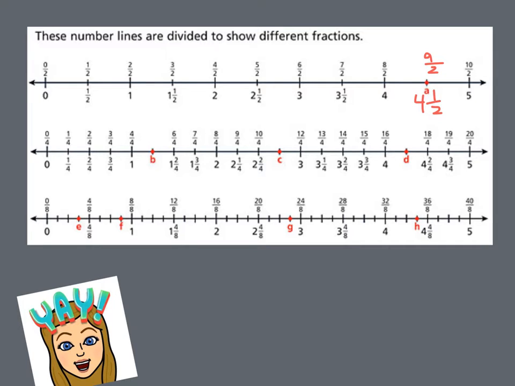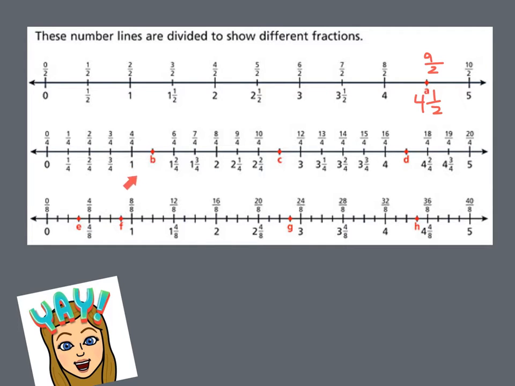The next number line, if I counted the gaps, I'd figure out it's 1, 2, 3, 4 equal parts. So this is split into fourths, as you can see here. 0 to 1/4 to 2/4 to 3/4 to 1. So next, I can see again it's split into 4 parts between the whole numbers 1 and 2. So we have to find this missing piece.